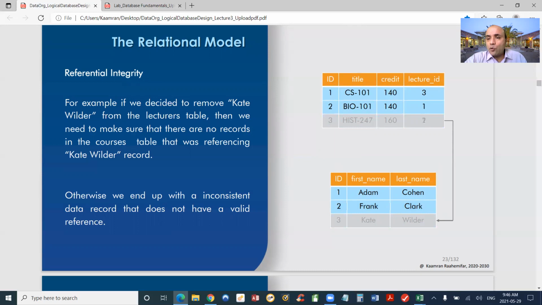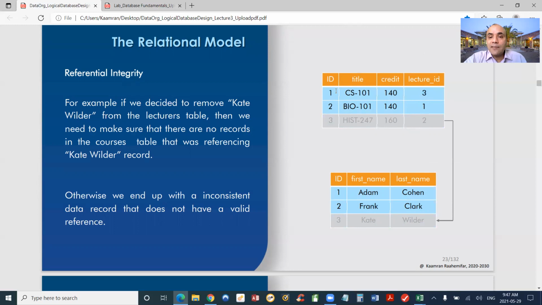So when I say the 2 is gone, for example, Frank Clark has taken up a position in a different university and left our organization. As soon as 2 no longer exists, you cannot have the primary table referencing 2, because there is no Frank anymore. There is no Clark. Frank Clark has gone.